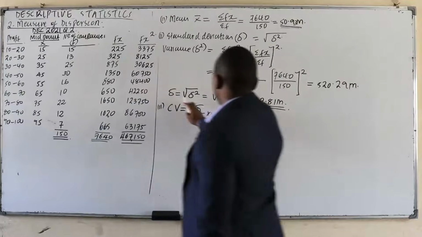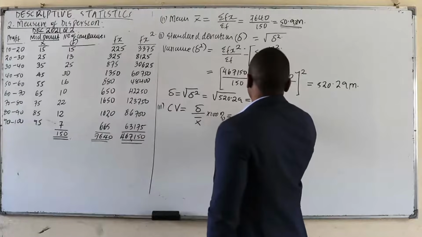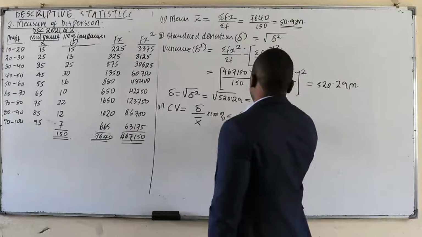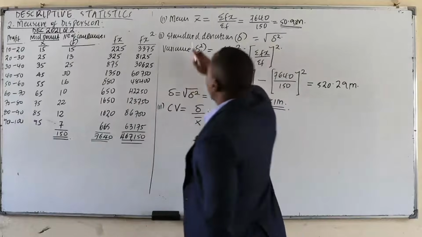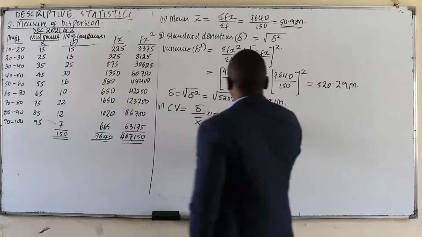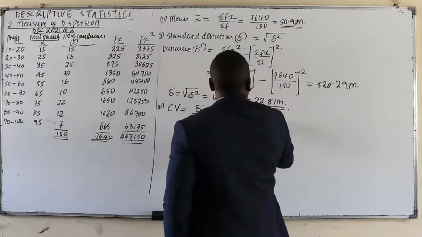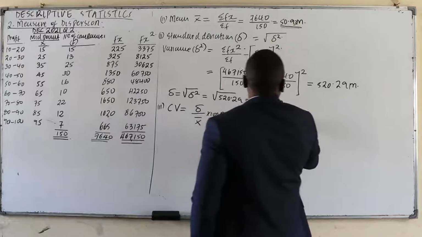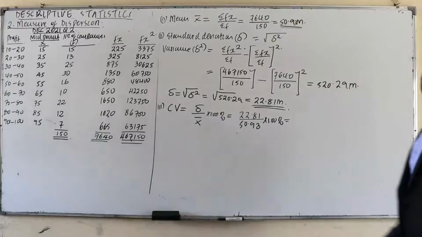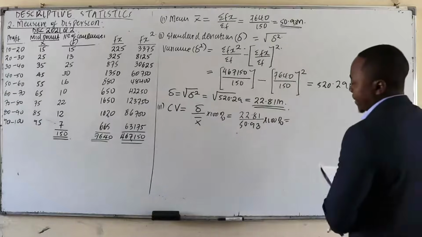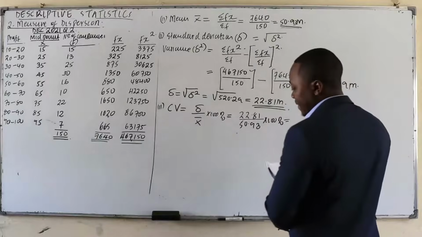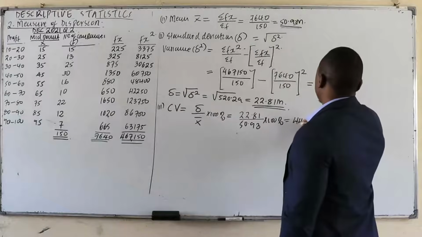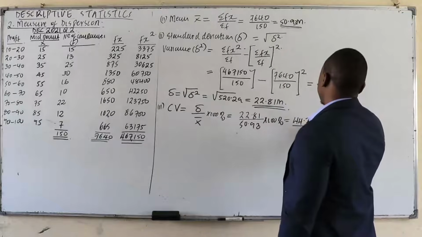So the standard deviation we have is 22.81. You divide by the average. So that's our mean. Our average profit is 50.93, times 100. You can express it in percentage. You get 44.7%. Now let me interpret.